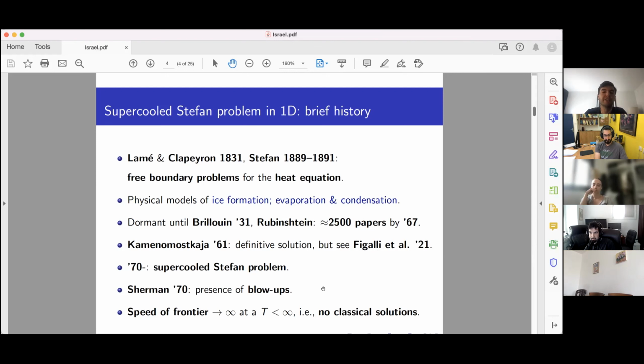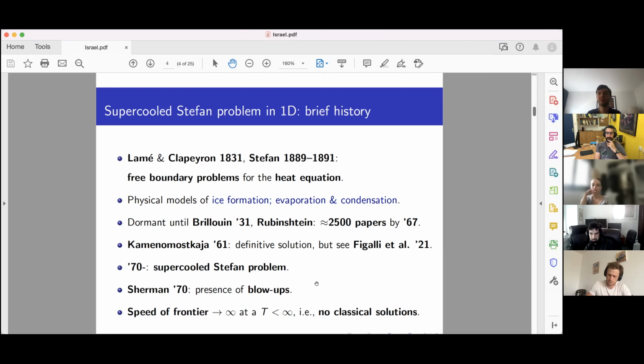Now for supercooled liquids, as far as I know, the first paper on those goes back to Sherman, so to 1970. What Sherman noticed and proved rigorously is that this problem has blowups, which makes it very interesting. So what are blowups? For typical initial conditions, the rate at which the ice is advancing, in other words the speed of the frontier between ice and the water, will go to infinity, so blow up at a finite time.